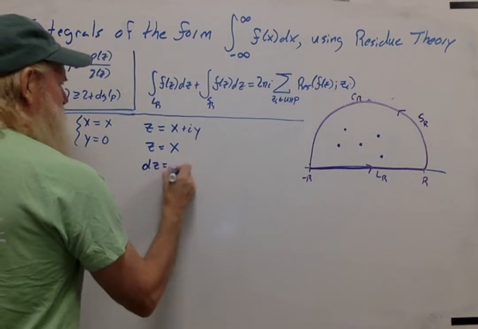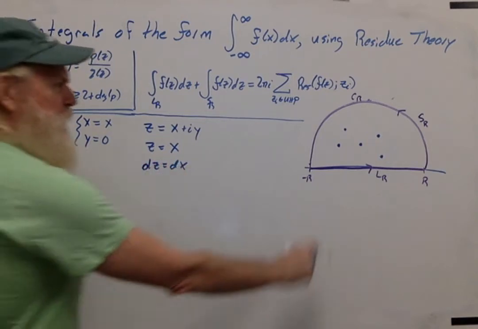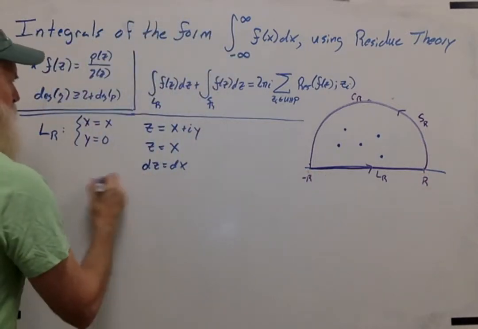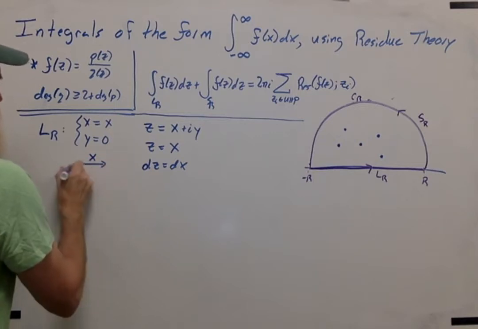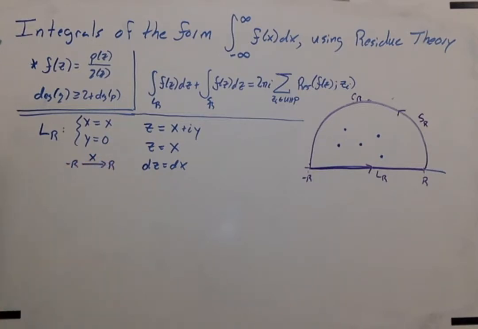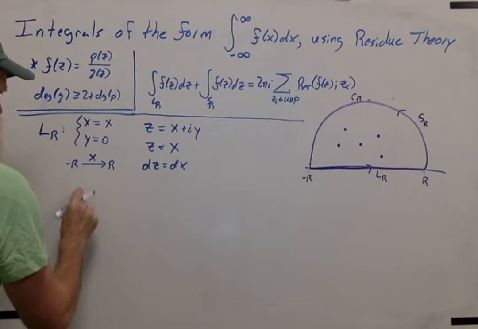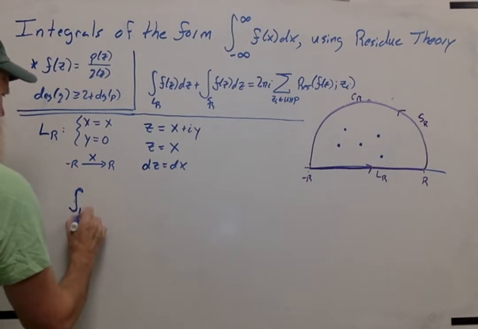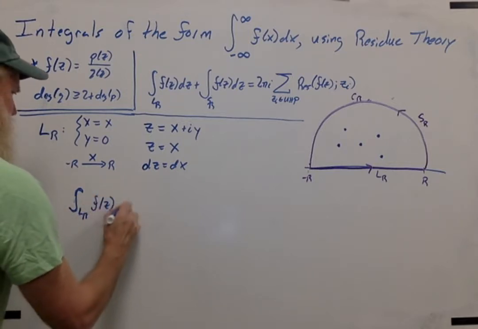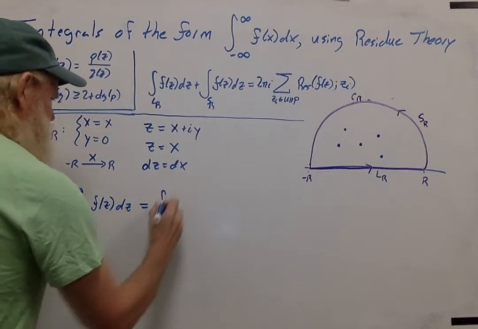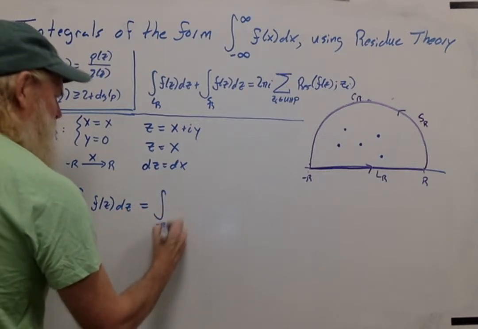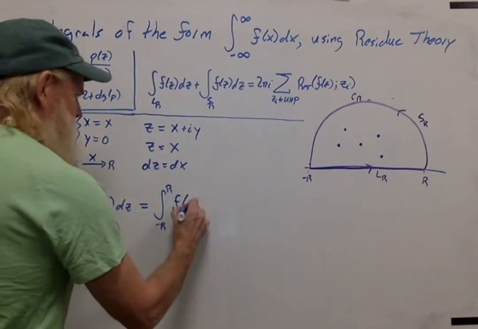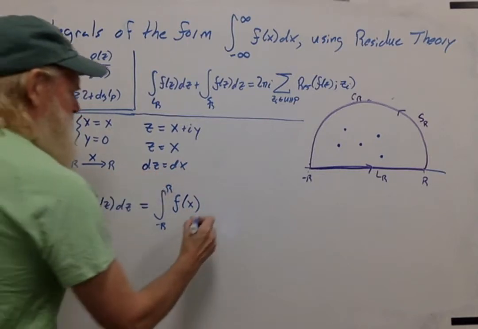So dz is equal to dx. And notice that if I want to go from negative r to r along the horizontal axis, that's going to correspond to letting x go from negative r to r. So let's substitute that into our integral. We have the integral along L sub r of f of z dz. That becomes the integral from negative r to r. I'm replacing z with x, and dz is the same as dx.